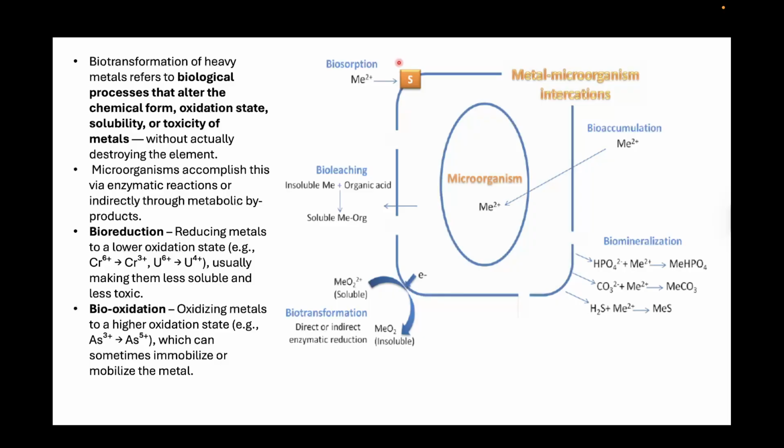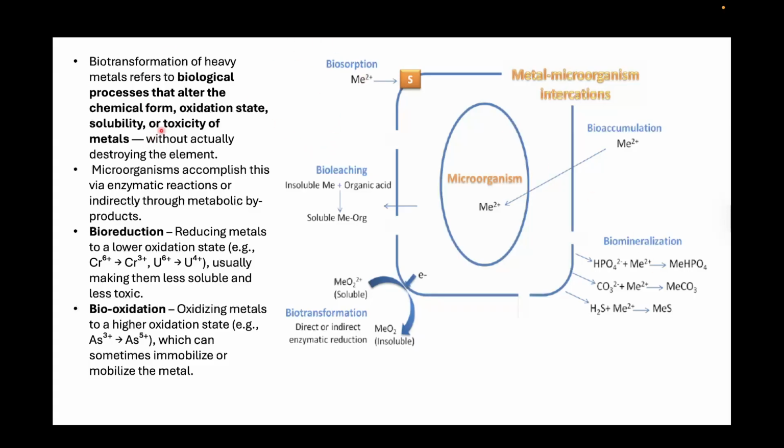So looking at all the processes at once for metal-microorganism interactions, it can be bioabsorption or biosorption; bioleaching on the extracellular side, insoluble metal plus organic acid to soluble metal acid complexes; biotransformation, which can be enzymatic reduction of soluble to insoluble precipitate; bioaccumulation, or accumulating inside the cell of the microbe; and biomineralization, converting or oxidizing the metal ion into mineral deposits.